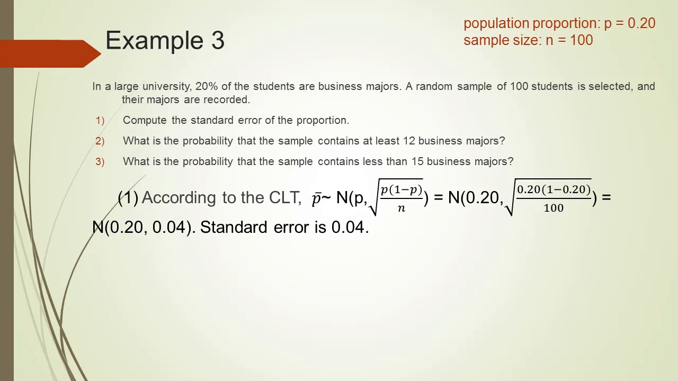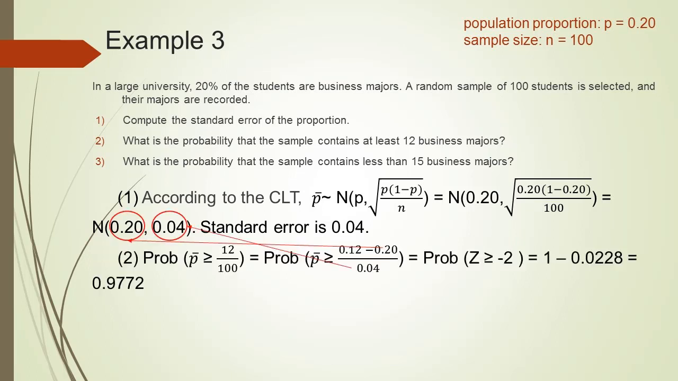Question 1 asks for the standard error of a proportion. First, we would have to check to see whether the conditions of the CLT are met here. For sample proportion, we need to check sample size times population proportion, that is N multiplied by P is at least 10, and N times 1 minus P is also at least 10. Both conditions are satisfied here. According to the CLT, sample proportions are normally distributed with a mean population proportion that is 20% and a standard deviation of 0.04. Therefore, the standard error is 0.04.